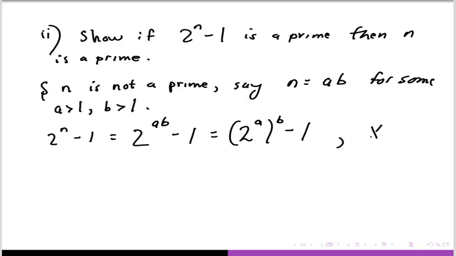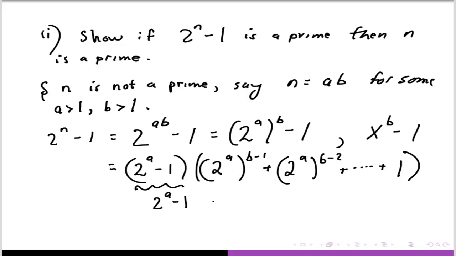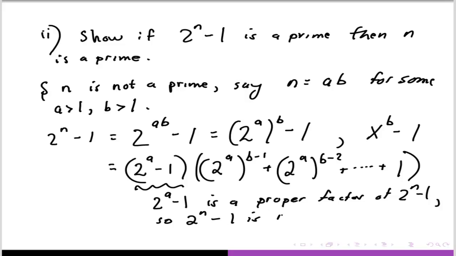And now think of that expression as x to the b minus 1, where x is 2 to the a, and we know how to factor this polynomial. It's just x minus 1 times x to the b minus 1 plus x to the b minus 2, and so on, all the way down the road until we just get a 1 at the end. And once again, we see that 2 to the a minus 1 is a proper factor of 2 to the n minus 1, so 2 to the n minus 1 is not a prime. Therefore, in order to be a prime, you cannot have a factorization of this type, so n itself must be a prime.